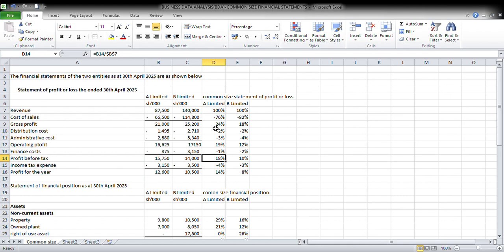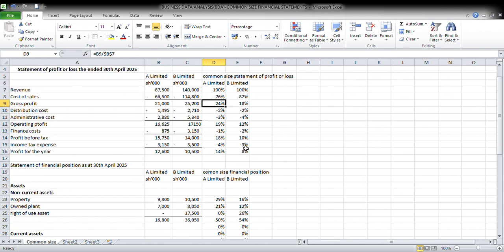Then also the operating profit, company A has 19%, company B has 12. So company A is still higher. Then for the gross profit, company A has 24, company B has 18. Still company A has a higher profit. So in terms of profitability, we can say company A is more profitable than company B. So in terms of profitability, company A is better.